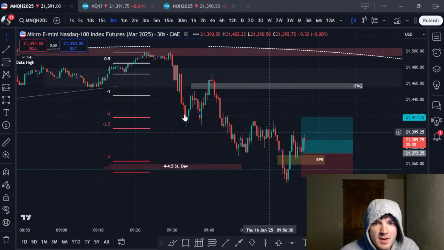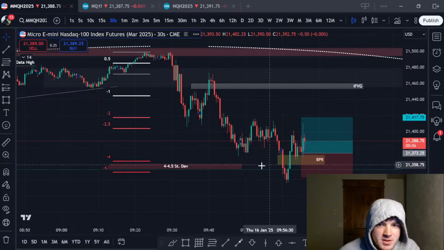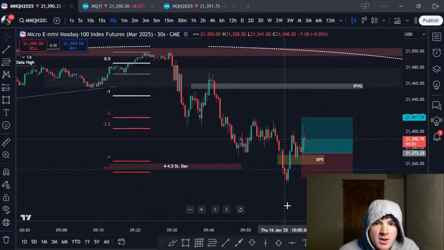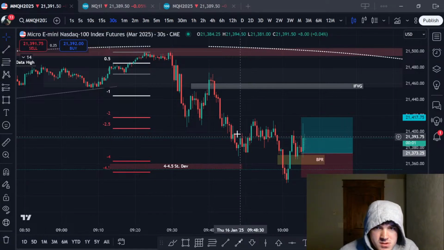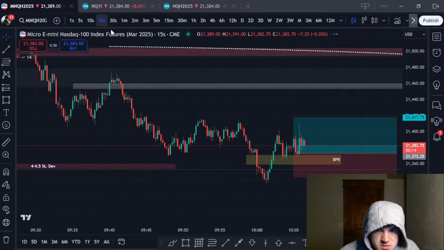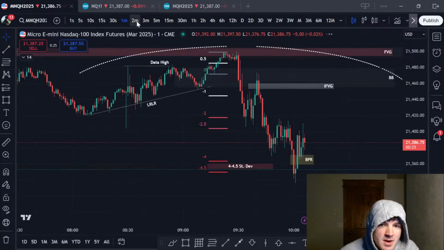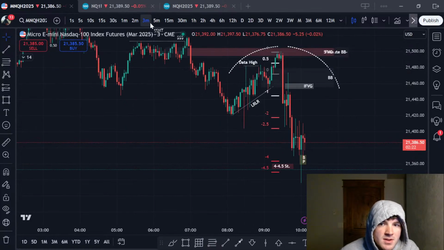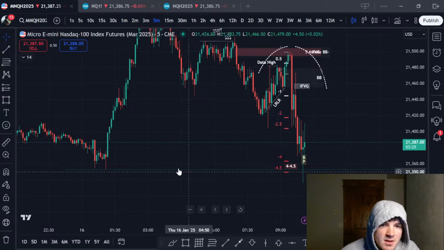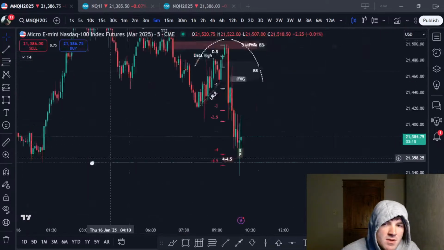But I'm not really that interested in the BPR style trades right now. And it might not work because remember the higher time frame is bearish, so I'm not a huge fan of taking a long right now.